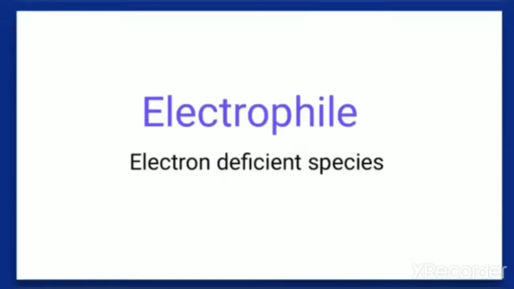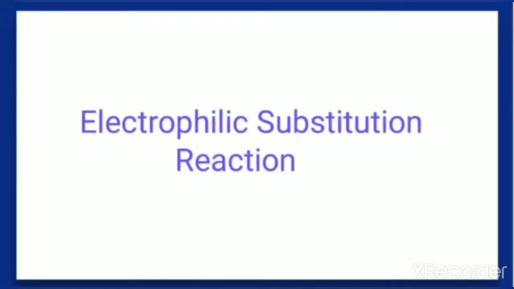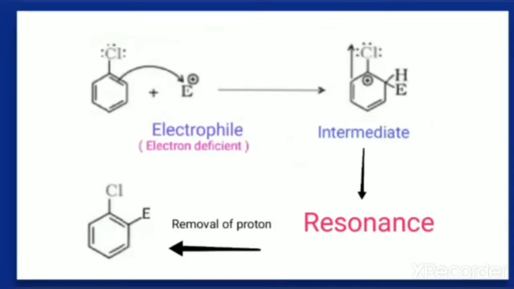As the word electro means electron and phile means loving, the species which are electron deficient are called electrophiles. Electrophiles are electron deficient, meaning they are usually positively charged. So let us discuss electrophilic substitution reaction, in which we are discussing first how the attack takes place. Electrophilic substitution, last year we discussed its mechanism.